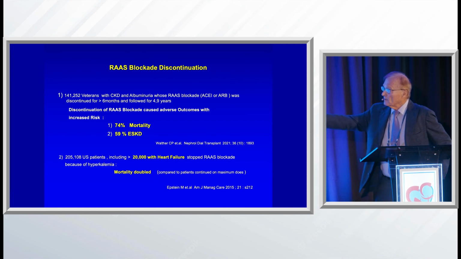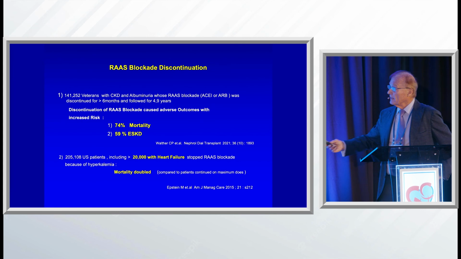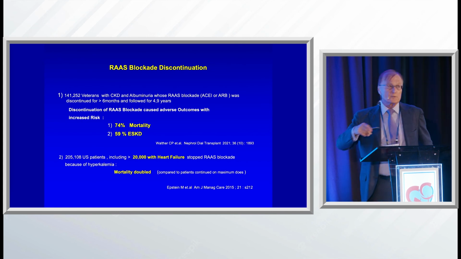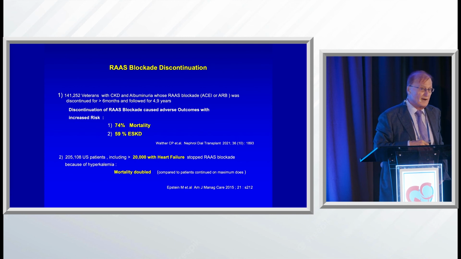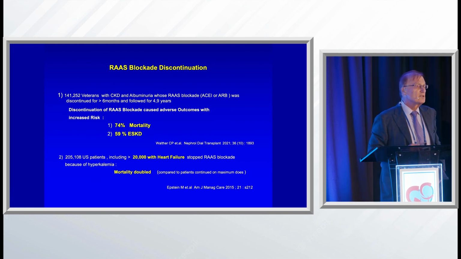The other group here was over 200,000 patients. I did this on purpose. I wanted to look into some heart failure data, because these are cardiologists, and they stopped the RAS blockade because the potassium went above 5.5. And what happened? In the following 3 years, their mortality doubled.